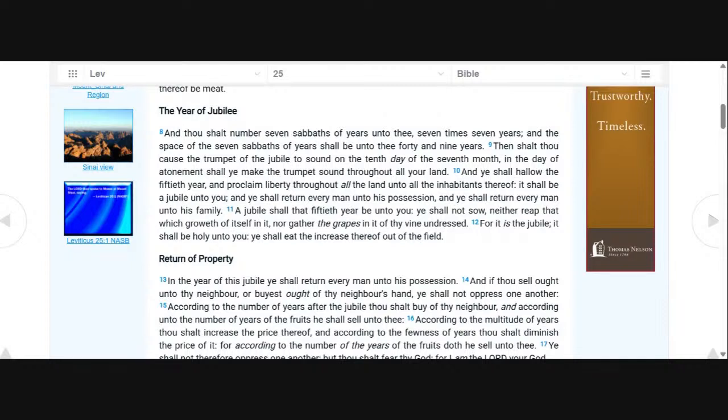The 7th year is the Sabbath unto God. It's the 7,000 years he's talking about right here. Now, how long does mankind have to live? 120 Jubilees. And we're going to discuss that now.